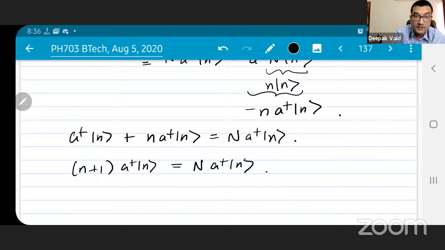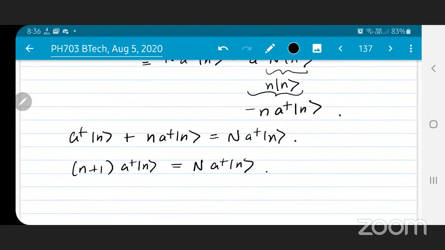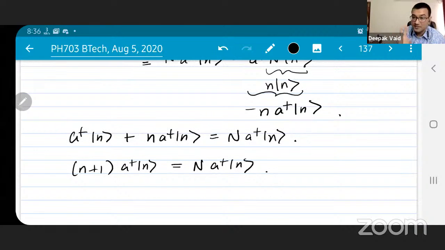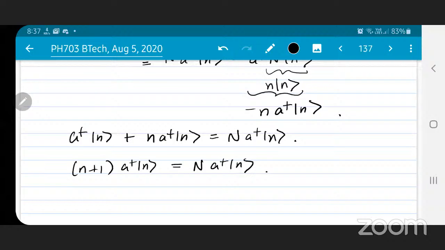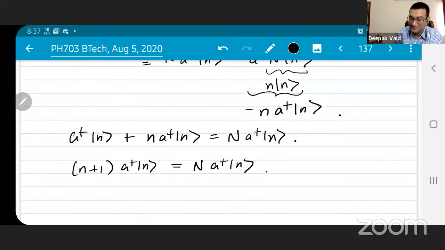Let me quickly check on YouTube if there are any questions. No questions on YouTube. So does this mean a dagger n is an eigenstate of n, Shanti? Yeah, that's what it means. But I was just hoping to make that great revelation.